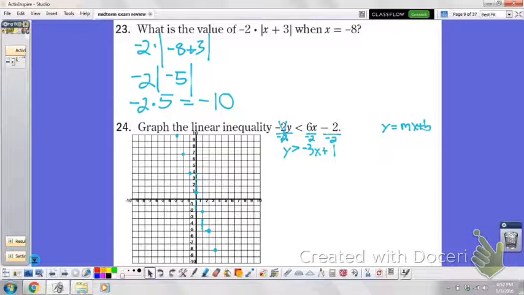Now I need to draw my line. Since we have just a greater than, my line is going to be dashed or dotted because my line is not part of my solution. So I have a dashed or dotted line. Now I need to show the rest of my solution, and I have y is greater than -3x plus 1, so I need to show where the y values are greater than my line, which will be above, so I shade above my line.